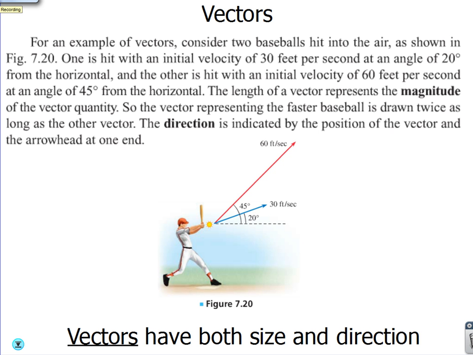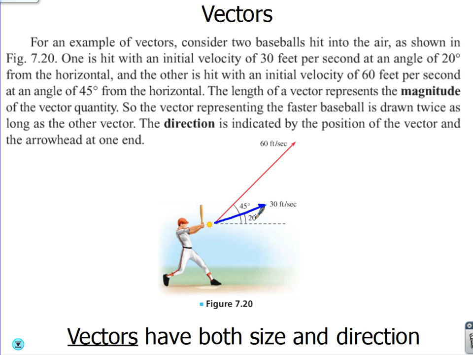Vectors. It says, for an example of what a vector is, consider two baseballs hit into the air as shown in the figure below. One is hit with an initial velocity, and that's pretty much a starting speed. An initial velocity of 30 feet per second at an angle of 20 degrees. And you see what's called a vector right here. It's hit at 20 degrees. Here's your horizontal with the ground. It's hit at 20 degrees at 30 feet per second.